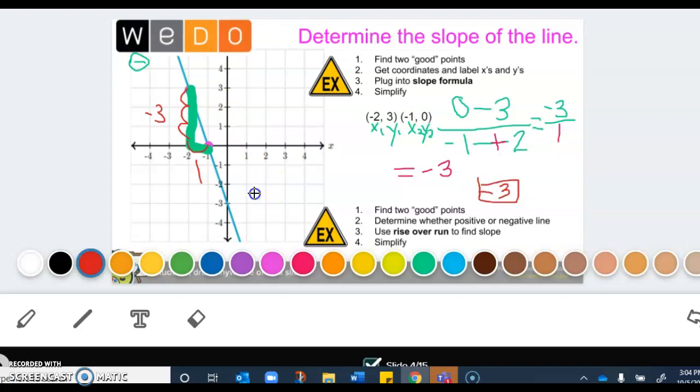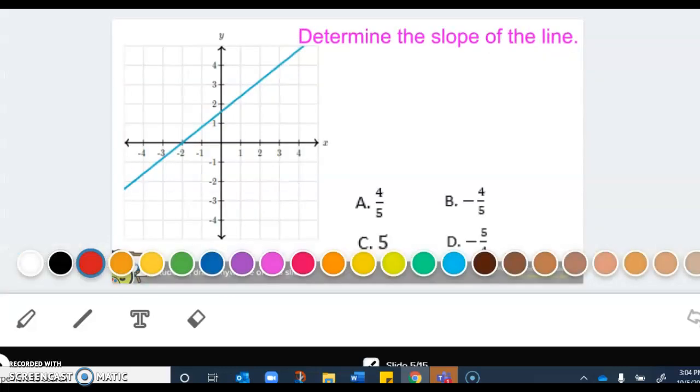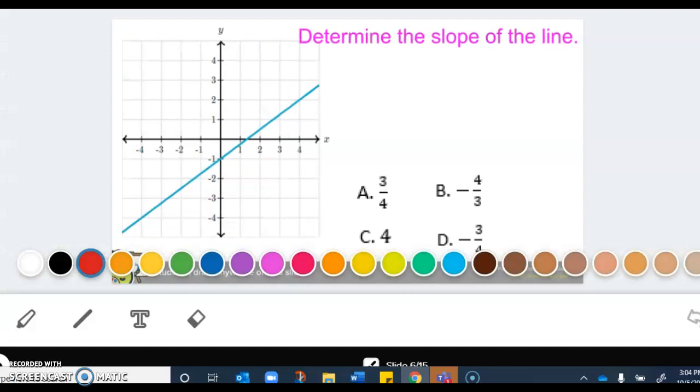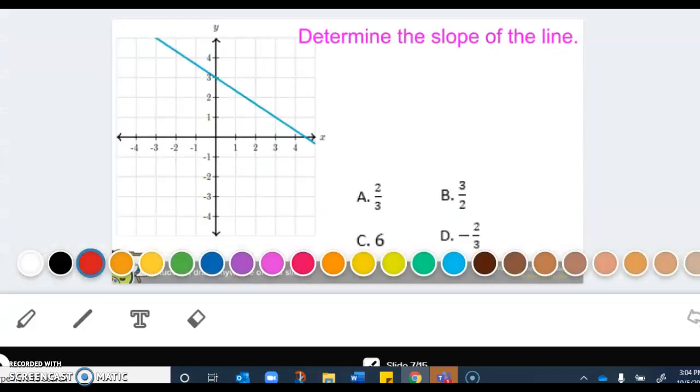Go ahead and finish the rest of this pear deck. They are multiple choice. Make sure you find 2 good points first, and then either do the slope formula or do rise over run.